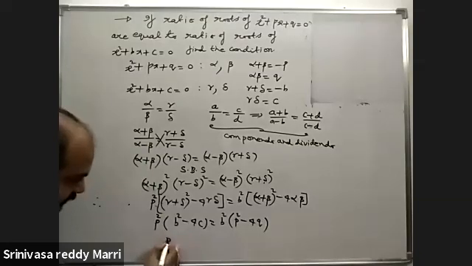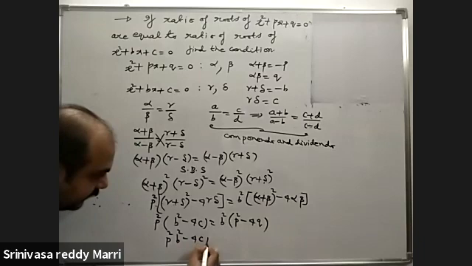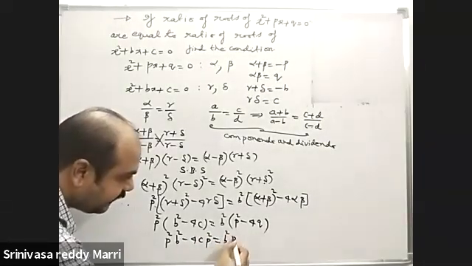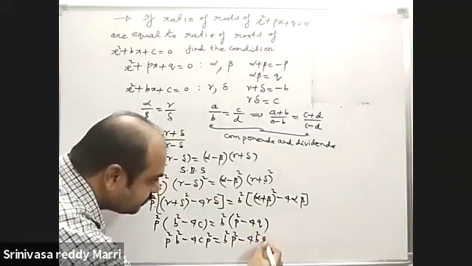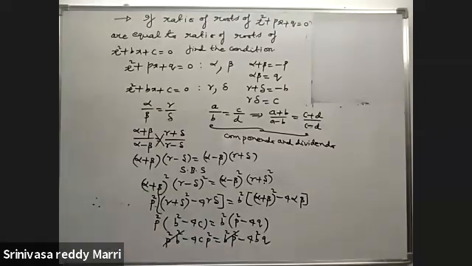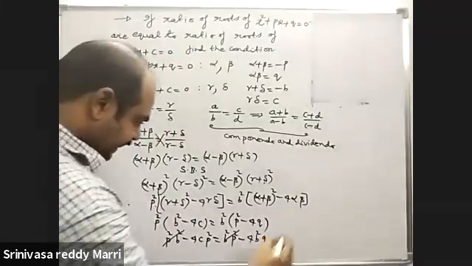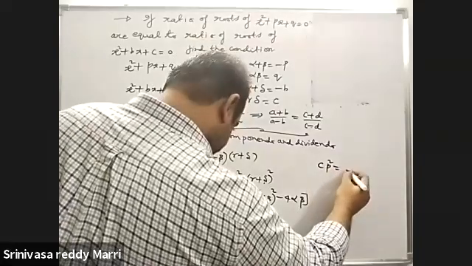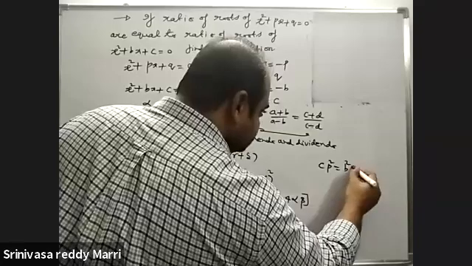Now multiply this. P square B square minus 4C P square equal to B square P square minus 4B square Q. Now look at, P square B square will get cancelled, and minus 4 will get cancelled. That means you will get the relation C P square equal to B square Q. This is the relation.